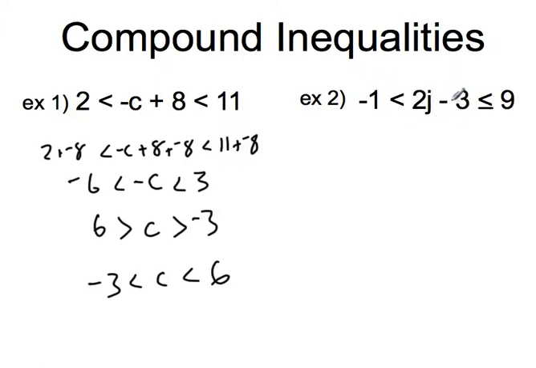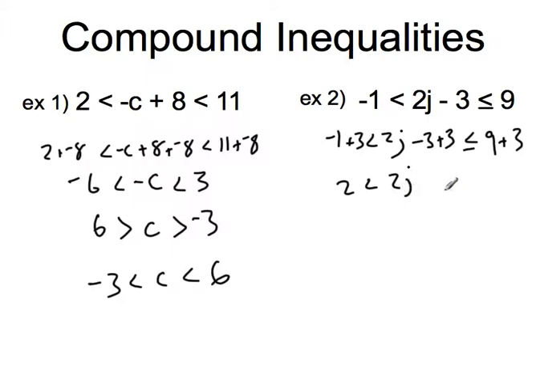We need to get rid of this negative 3 by adding 3 to everything. So negative 1 plus 3 is less than 2j minus 3 plus 3 is less than or equal to 9 plus 3. So using the addition property of inequality, we added 3 to everything. This becomes 2 is less than 2j is less than or equal to 12.